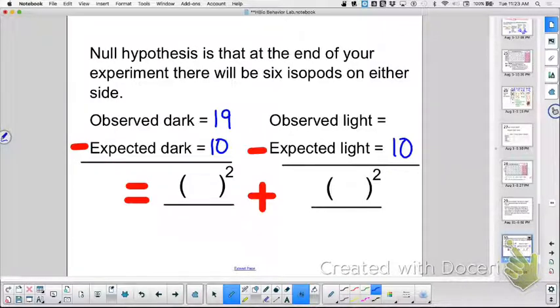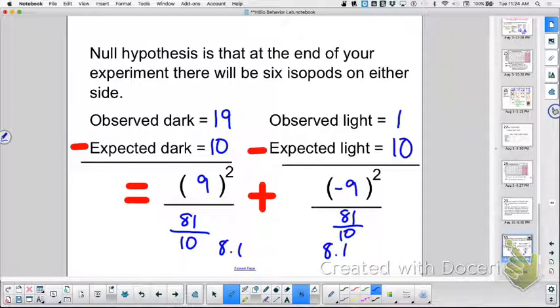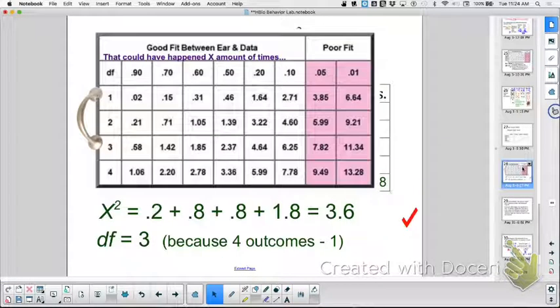19 and 1. So 19 minus 10 is what? 9. And 1 minus 10 is negative 9. So let's do it then. 9 times 9 is what? 81, because I squared it, over what I expected, which was 10. So what is 81 divided by 10? 8.1. And the same thing here, 81 divided by 10 is 8.1. I sum it together. What's that going to be? 16.2. How many degrees of freedom did we have? 1.